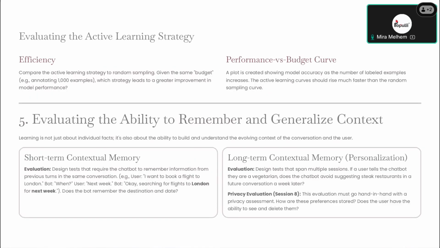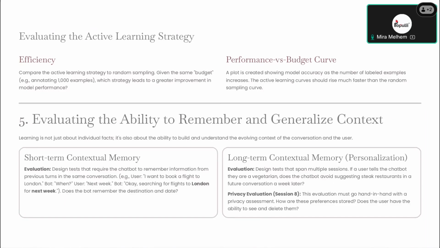Okay, so now that we understand what active learning is, the next question is, how do we know if it actually works? To evaluate it, we mainly look at efficiency, meaning if we give the model the same amount of human labeled data, does active learning give us better performance than just picking random examples? So let's talk about this one. First is efficiency.